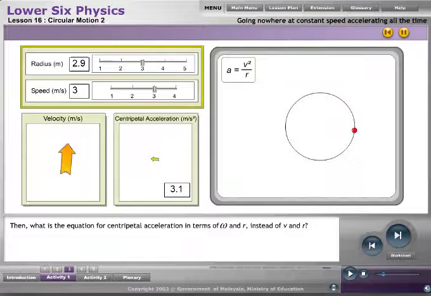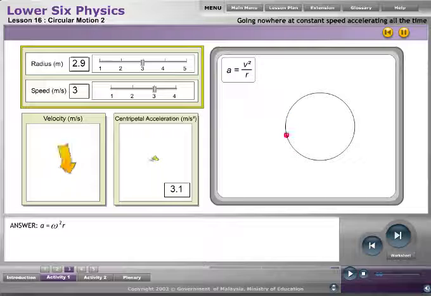Then, what is the equation for centripetal acceleration in terms of omega and r instead of v and r? Answer: a equals omega squared r.